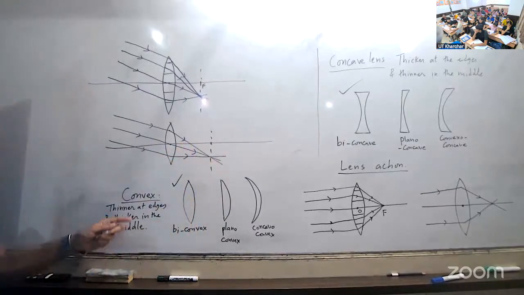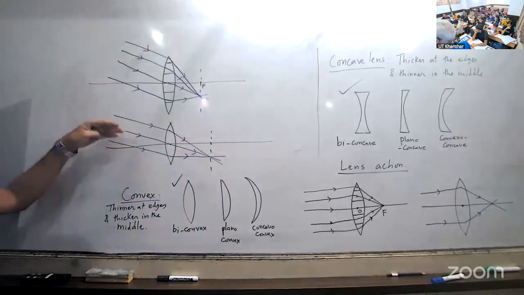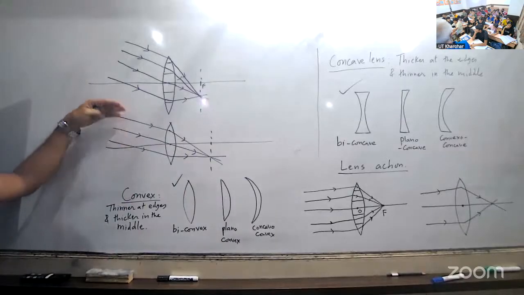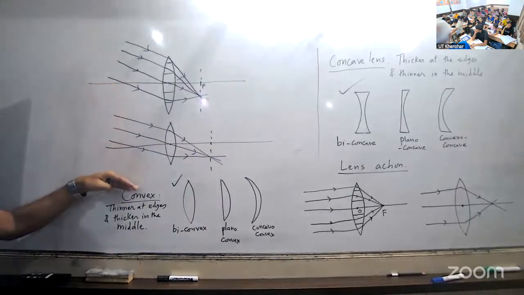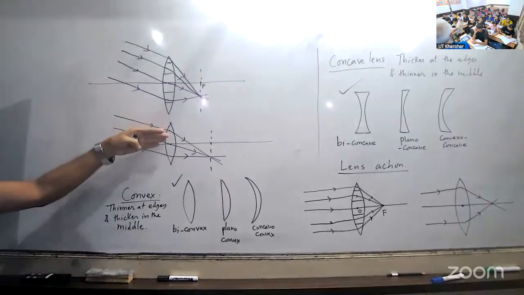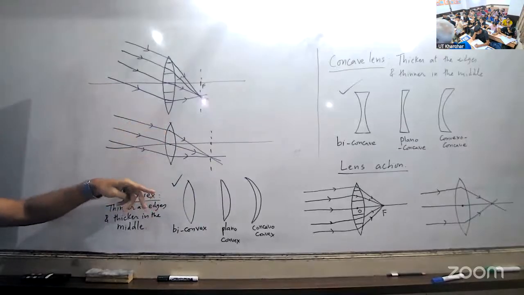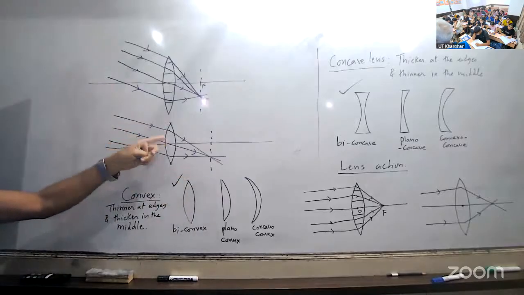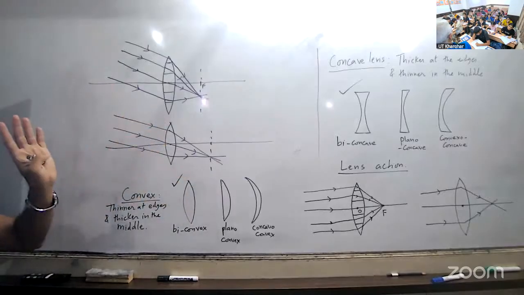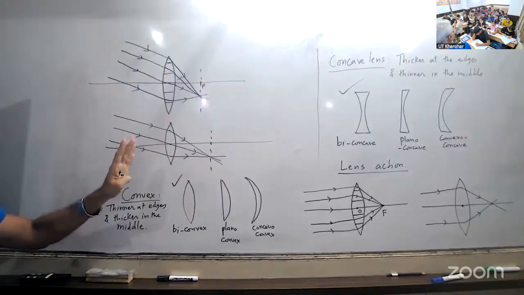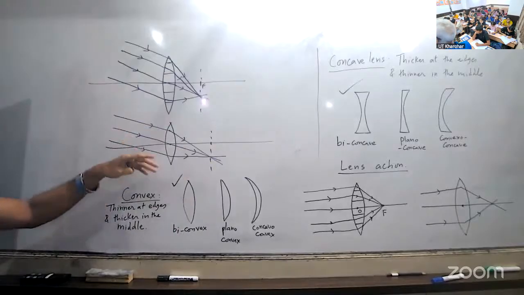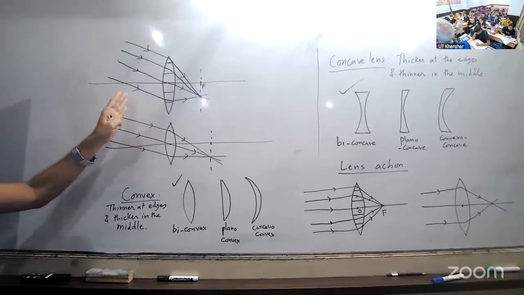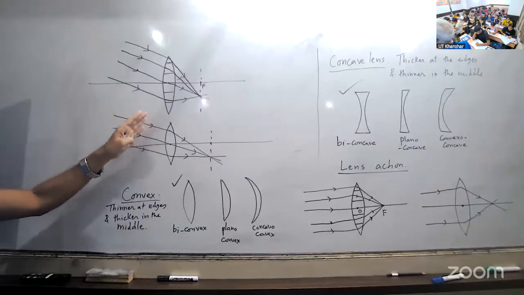So the clue is whenever you're drawing the ray diagram, you have to take a few rays above the principal axis and a few below, or a few above the optical center, a few below. Mostly one is enough. One through the optical center, one above the optical center, one below, for the symmetry of the ray diagram. Is that clear?